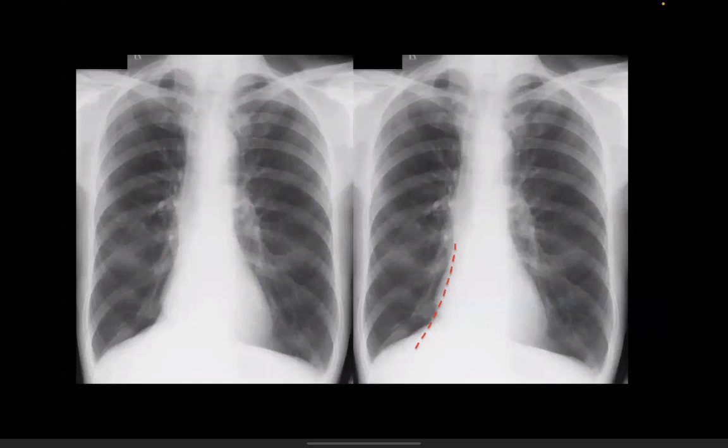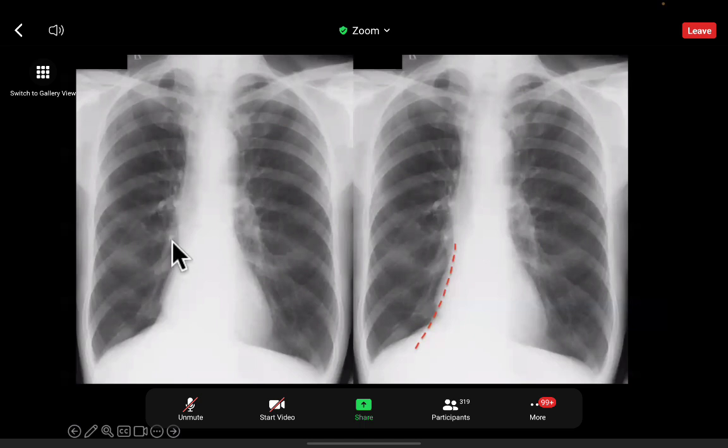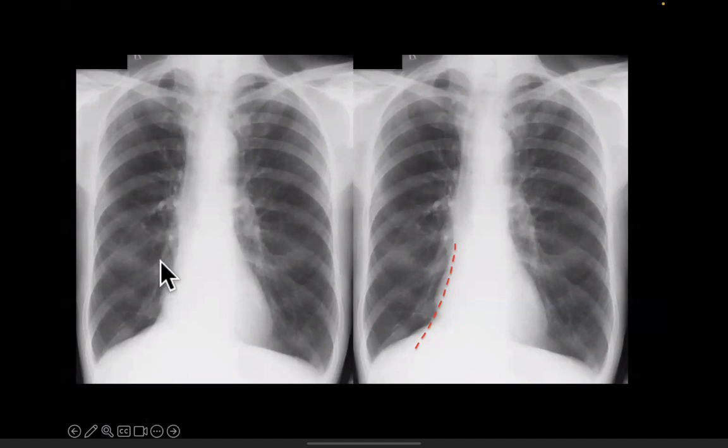Here's another right lower lobe collapse, and we can see that the interlobar artery should be thicker than this one. This is just a branch artery of the middle lobe. And so the interlobar artery, because we can't see it, it's incorporated in this solid right lower lobe collapse.